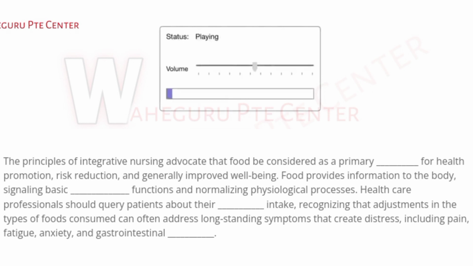The principles of integrated nursing advocate that food be considered as a primary intervention for health promotion, risk reduction, and generally improved well-being. Food provides information to the body, signaling basic biological functions and normalizing physiological processes. Healthcare professionals should query patients about their nutritional intake, recognizing that adjustments in the types of foods consumed can often address long-standing symptoms that create distress, including pain, fatigue, anxiety, and gastrointestinal dysfunction.